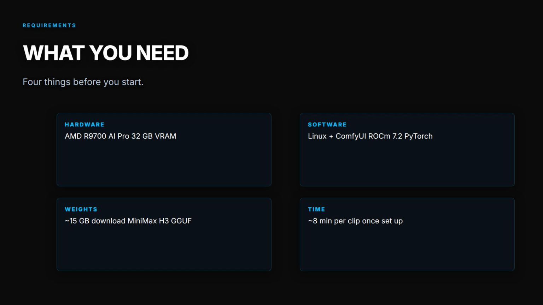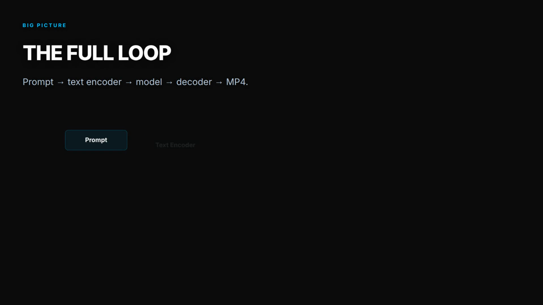Before we touch any commands, let me explain the pipeline in plain English. You write a text prompt, like a dock workstation with glowing monitors. That prompt goes into a text encoder, which turns words into numbers the model understands. Those numbers, plus a random starting point called noise, go into the main model. This is the DiT, or diffusion transformer. It runs for 20 steps, slowly sculpting the noise into a video.